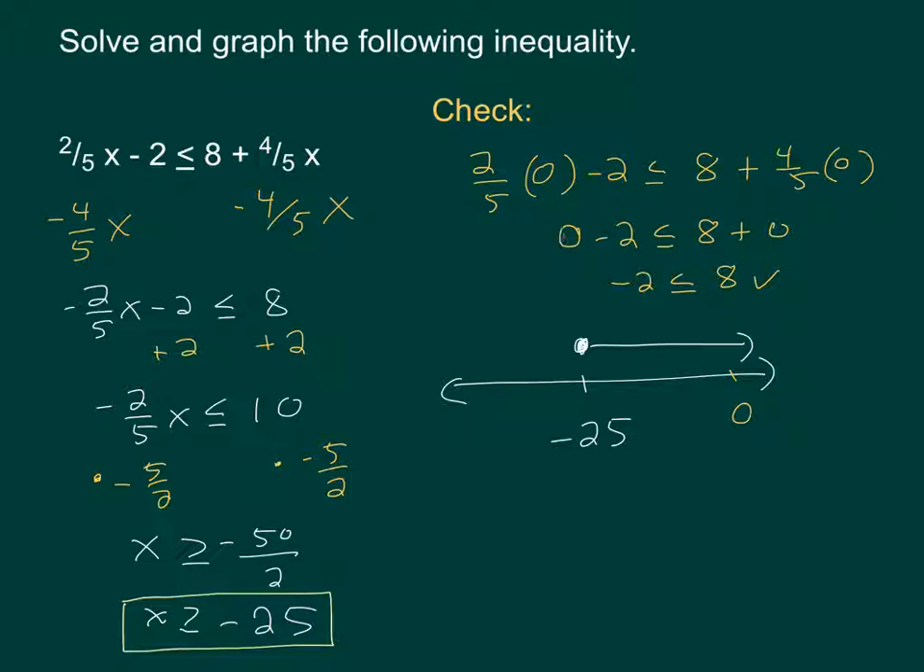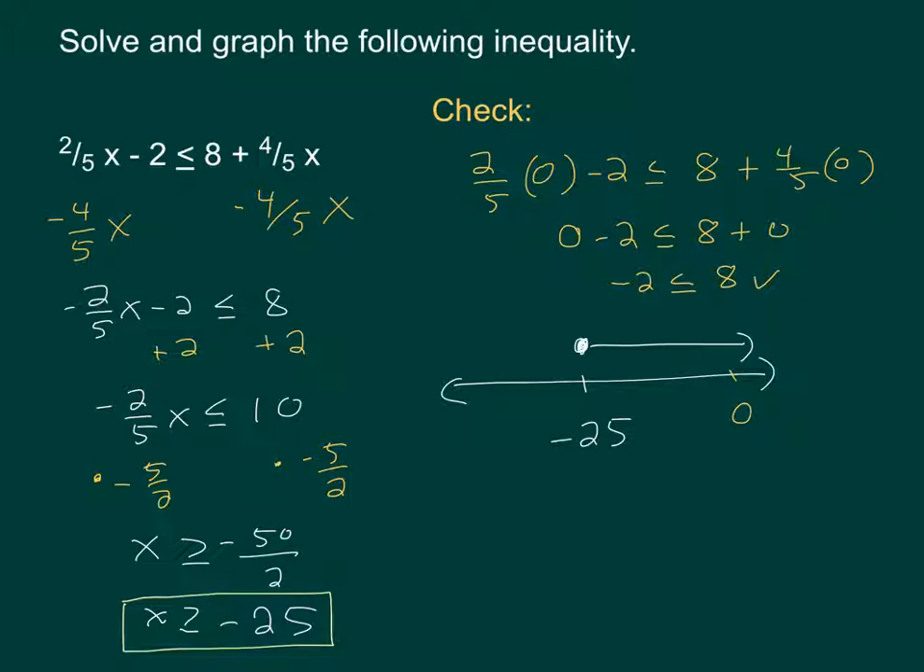2/5 times 0 just is 0, 4/5 times 0 is 0. So I get negative 2 is less than or equal to 8, which is true. So this is in fact a solution to the inequality, so I've probably got this right here. And there you go. All right, so that's a couple of examples.